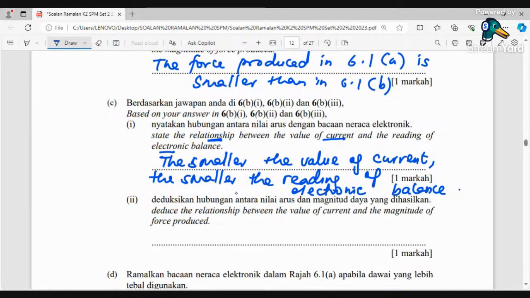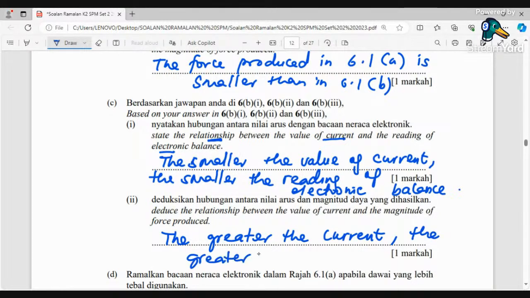Okay, and then deduce relationship between current and magnitude of force. Okay, means the greater the current, the greater the force produced. Kalau you nak letak dia smaller pun boleh, tapi correct direction ke betul? Okay.